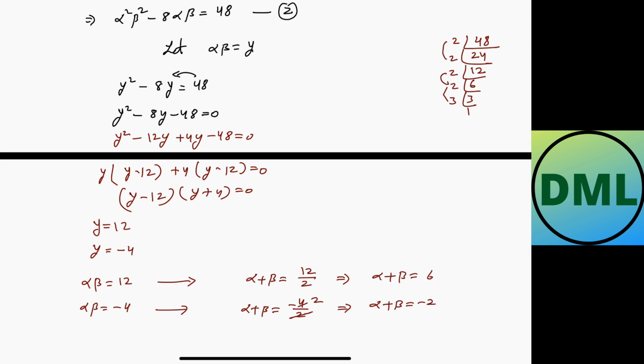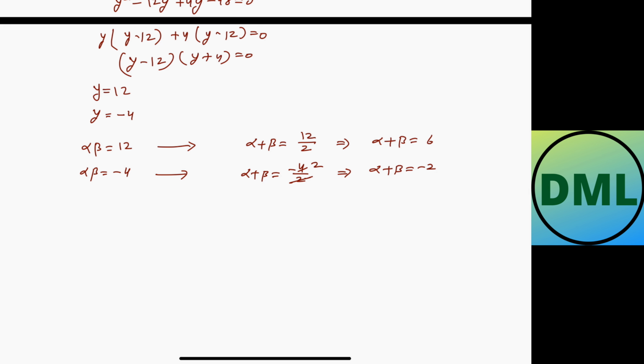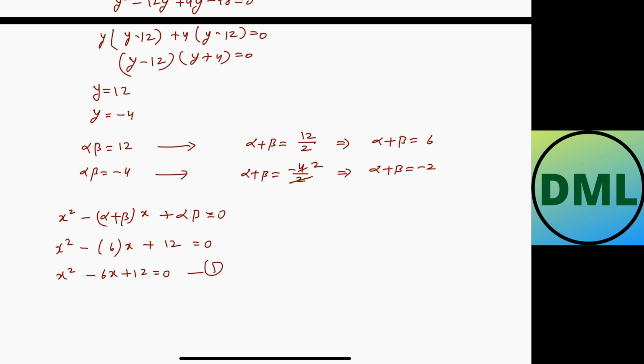Here we will see how we have to write down the quadratic equation. We know that the quadratic equation is written as x square minus alpha plus beta x plus alpha beta is equal to 0. Let's substitute the first values here. x square minus 6x plus 12 is equal to 0. This is my first equation.